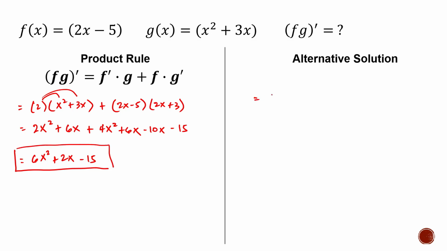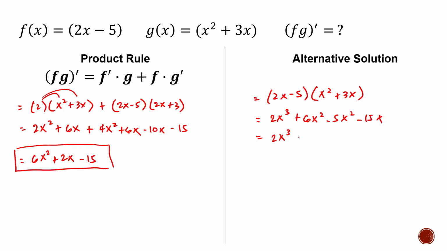Okay, so let's multiply the two first. So in this method, we will simply multiply the polynomials. So let's use the FOIL method, obviously. X squared times 2x is 2x to the third power. 2x and 3x is positive 6x squared. And then negative 5 times x squared is negative 5x squared. Then negative 5 and 3x is negative 15x. Okay, so 2x to the third power plus x squared. 6 minus 5 is 1x squared minus 15x.